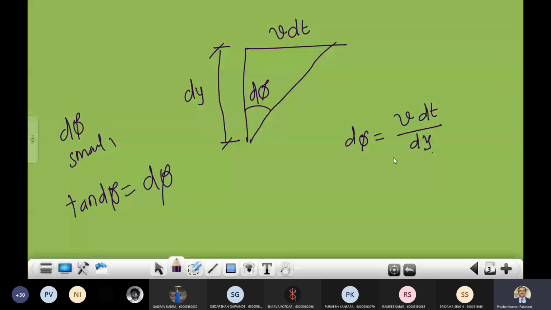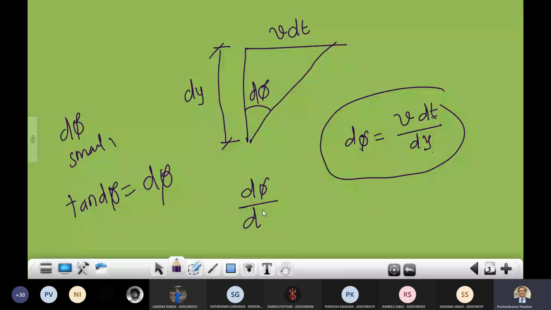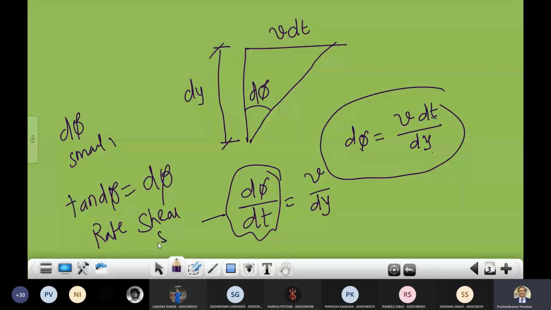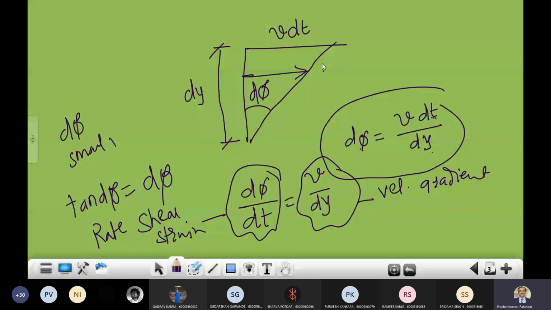Now if you take this term dt over here, you will get d phi by dt is equal to v by dy. Here d phi by dt is nothing but your rate of shear strain. On the other side, the term you are getting is known as the velocity gradient. Here the velocity is going to change. Right now I have taken velocity v, but let us say this layer has velocity v and the other layer has velocity v plus dv. So instead of v, I will write dv.